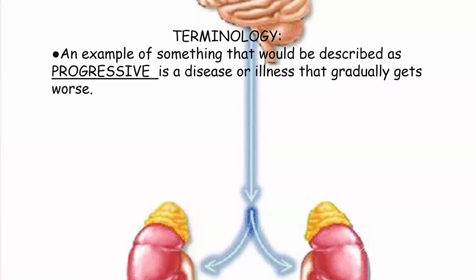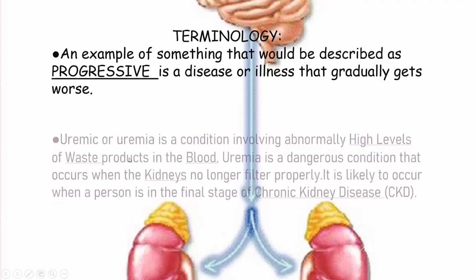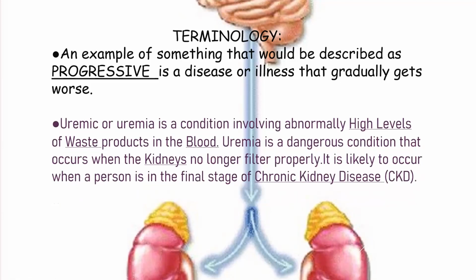These diseases, when they are not treated at the early stages, may have many complications and also may be life-threatening. Number two, we have uremic or uremia. It is a condition involving abnormally high levels of waste products in the blood. Uremia is a dangerous condition that occurs when the kidneys no longer filter properly. It is likely to occur when a person is in the final stage of CKD or chronic kidney disease.